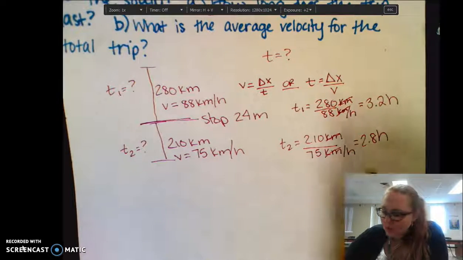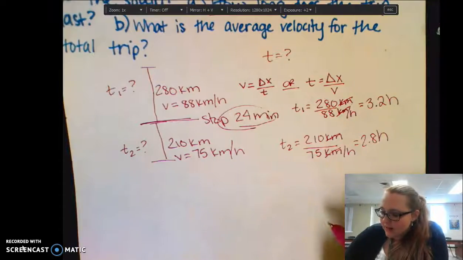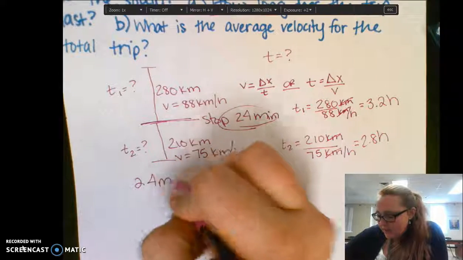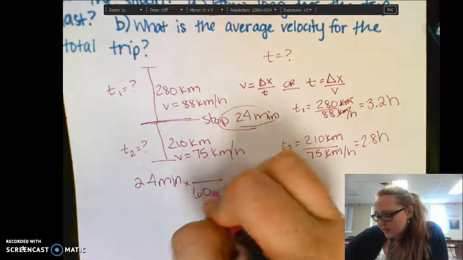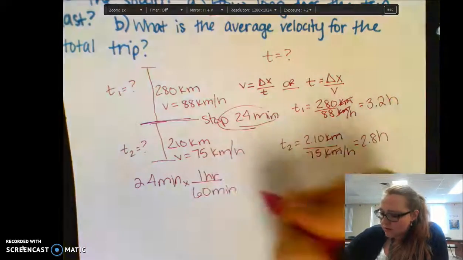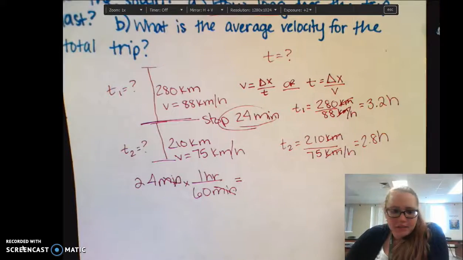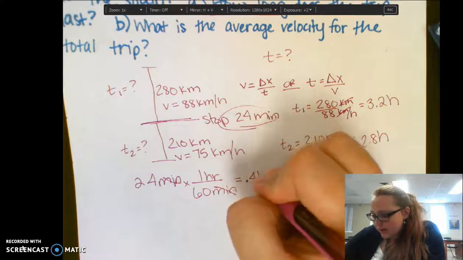The only thing I need to do for part A is convert this 24 minutes into hours. So we know there are 60 minutes in 1 hour. Looks like I divide by 60 in order to get my time in hours. So I'm going to do 24 divided by 60, and that's 0.4 hours.